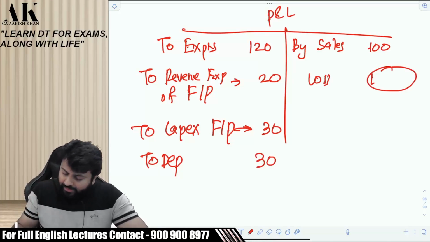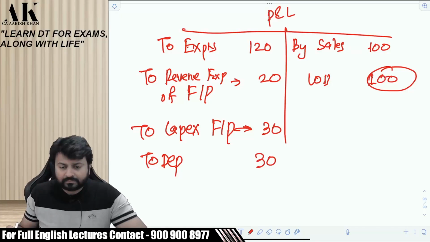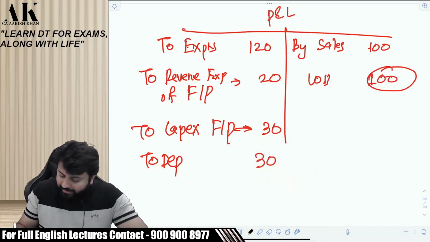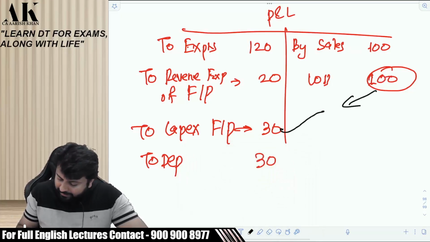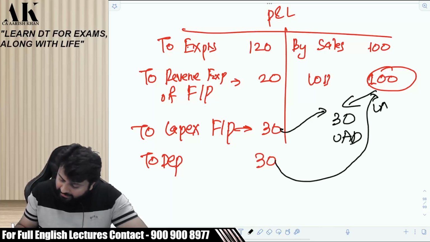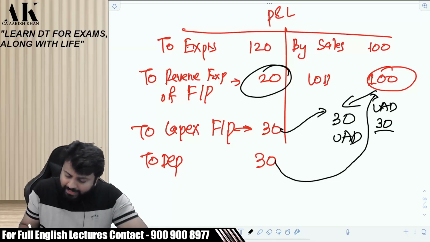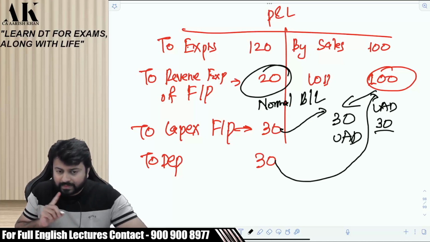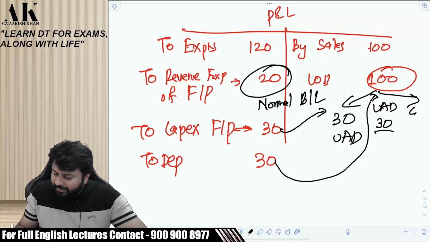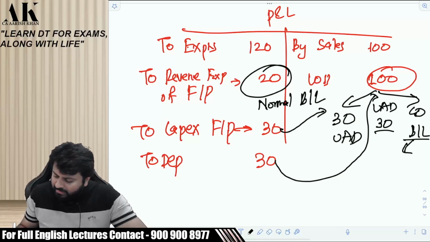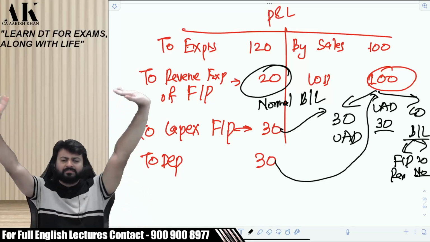20 plus 40, 100 rupees loss. Now how will the 100 rupees loss be segregated? This will be treated like UAD. This will also be treated like UAD. Are you clear? But this will be treated like a normal business loss. Are you clear? So 40 rupees will be treated like business loss, which will include the family planning revenue expenditure. And 20 rupees is your normal business loss. Okay, is it clear to everyone?